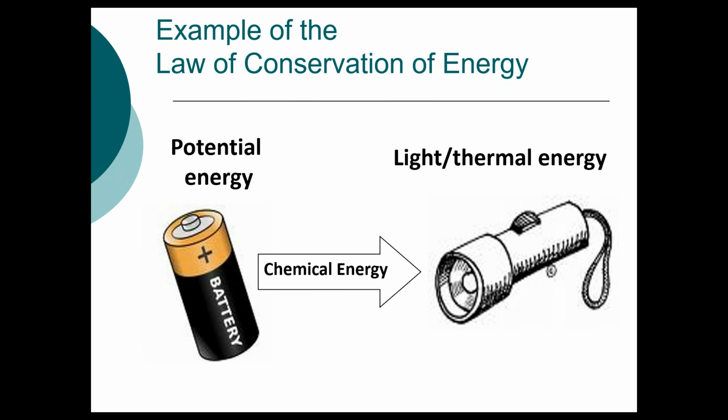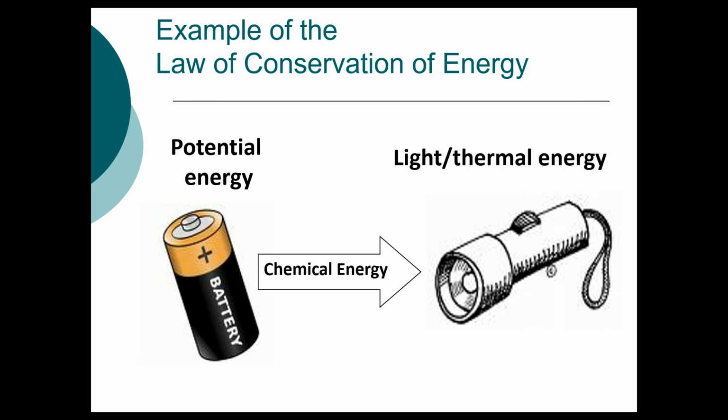Here's another example. When we have a battery that's not in use, we say that battery has potential energy. That energy is just being stored. Now, when I take that battery and stick it in my flashlight and turn my flashlight on, there's a chemical reaction that happens inside the battery that pushes electrons out.